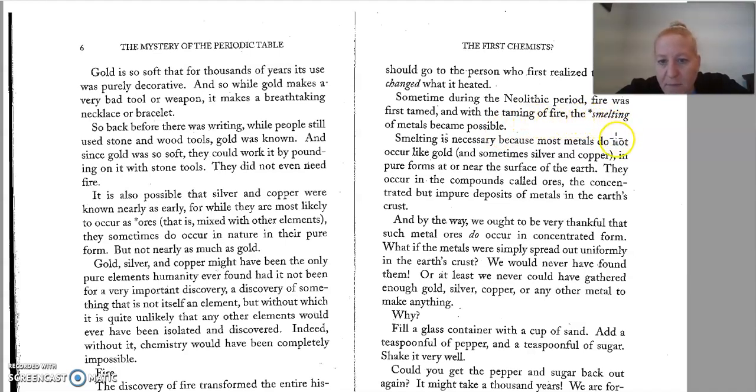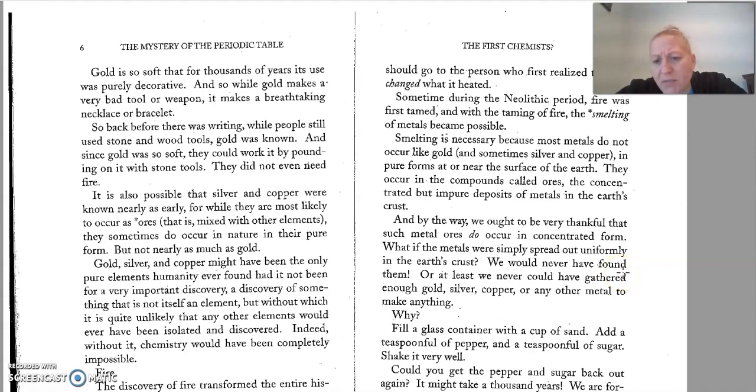the smelting of metals became possible. Smelting is necessary because most metals do not occur like gold and sometimes silver and copper. So they don't occur in pure forms or near the surface of the earth. They occur in compounds called ores, the concentrated but impure deposits of metal in the earth's crust. And by the way, we ought to be very thankful that such metal ores do occur in concentrated form.